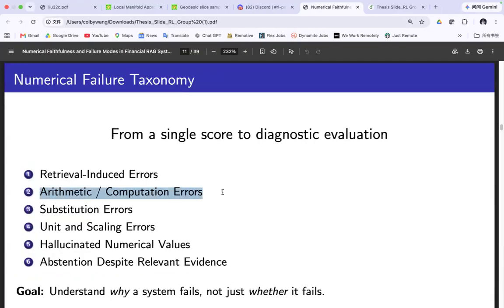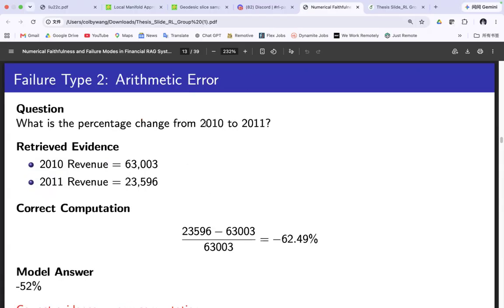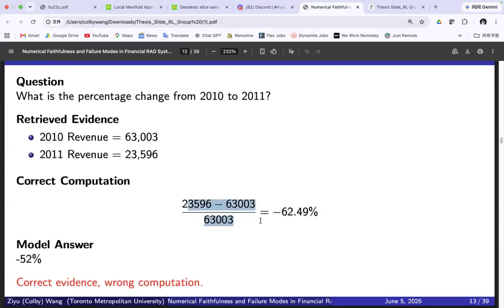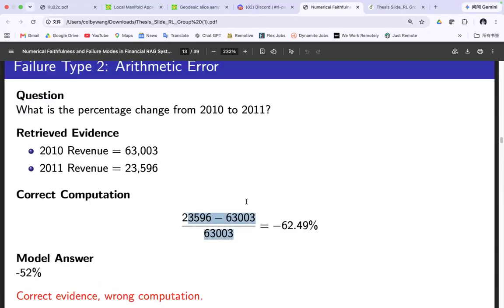The second category is what we call arithmetic computation errors. Let's suppose it's the earlier example, basically the change in revenue. Let's say for some reason it performed the calculation incorrectly and outputs minus 52% instead of minus 62%. This is what we call an arithmetic error. The evidence is correct, but the computation is wrong. And we know large language models are bad at numbers.